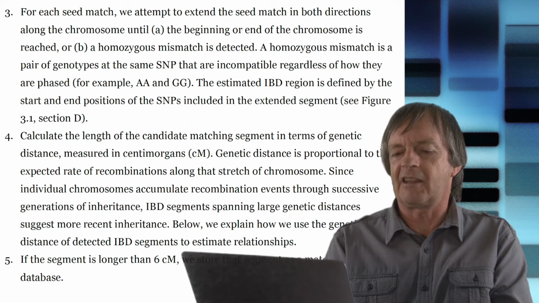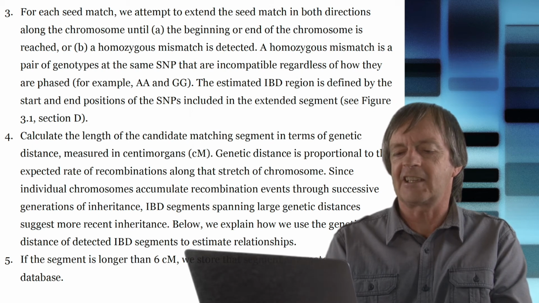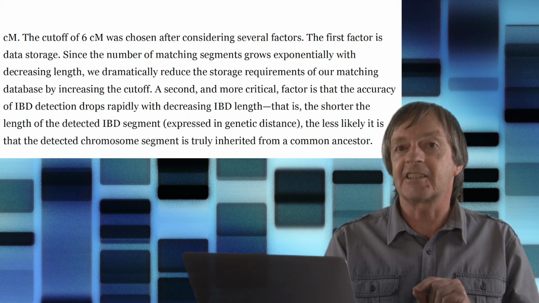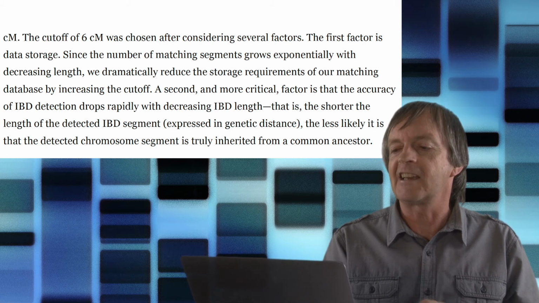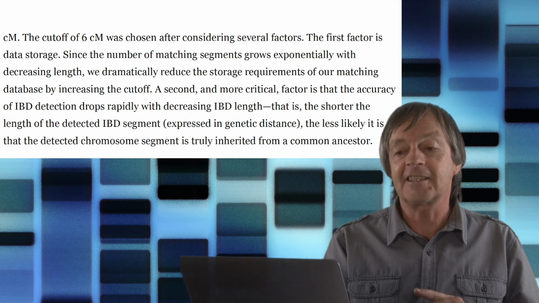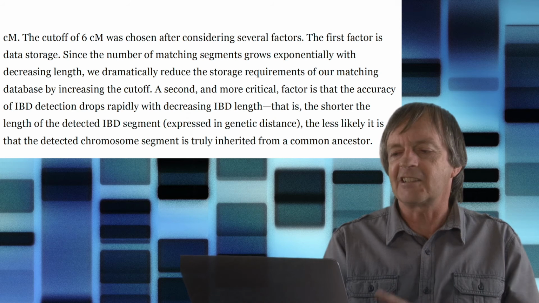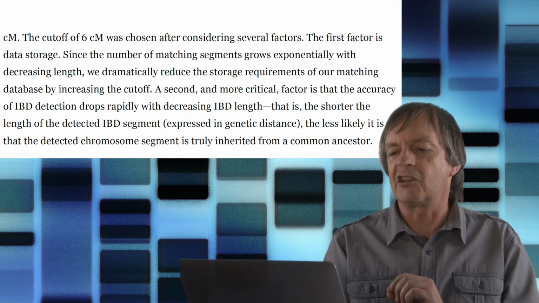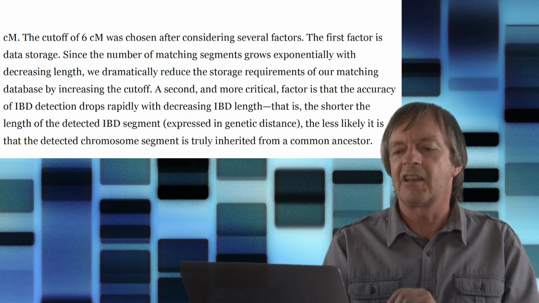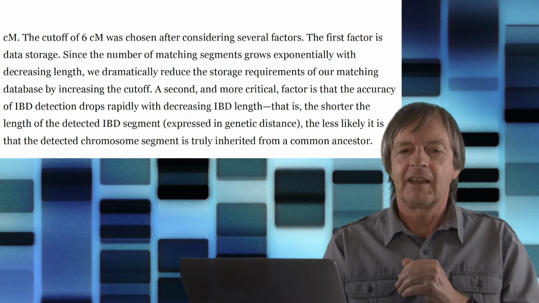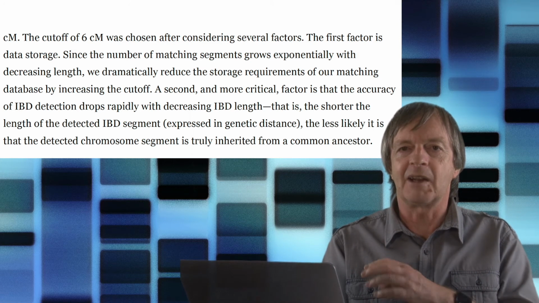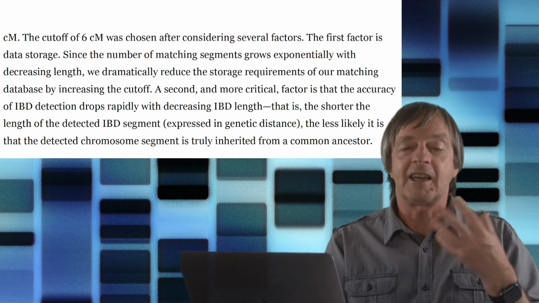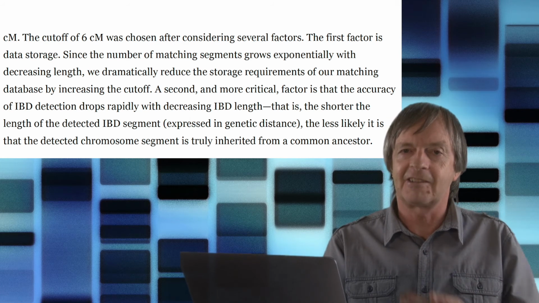Now, if I go on a bit further, it will explain why they chose 6 centimorgans. Okay, I might just read what they say here. The cutoff of 6 centimorgans was chosen after considering several factors. The first factor is data storage. Since the number of matching segments grows exponentially with decreasing length, we dramatically reduce the storage requirements of our matching database by increasing the cutoff point. So in other words, it's basically their ability to store the data that they cut off those little bits. Otherwise, it becomes very voluminous and slows the system down.